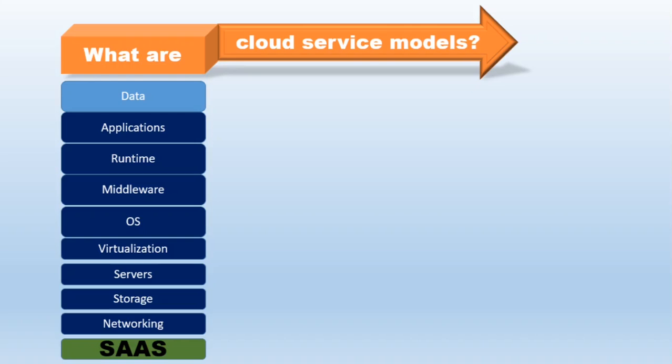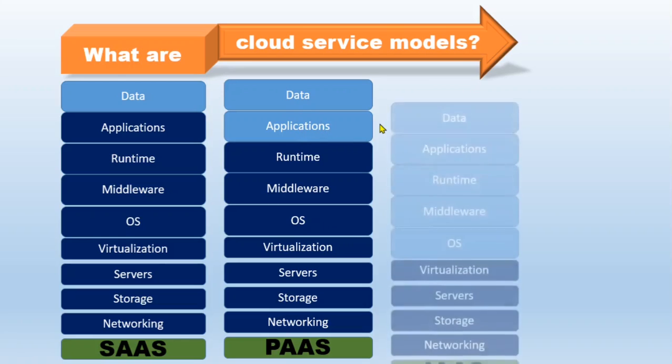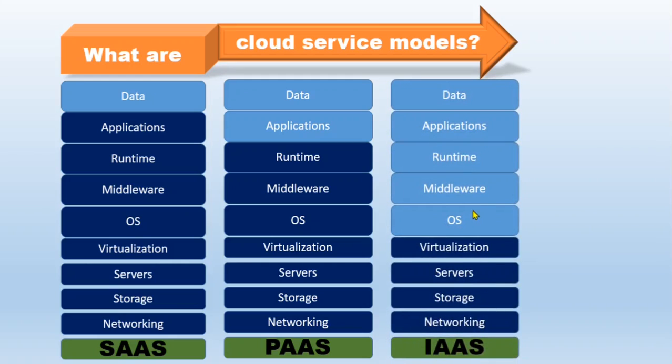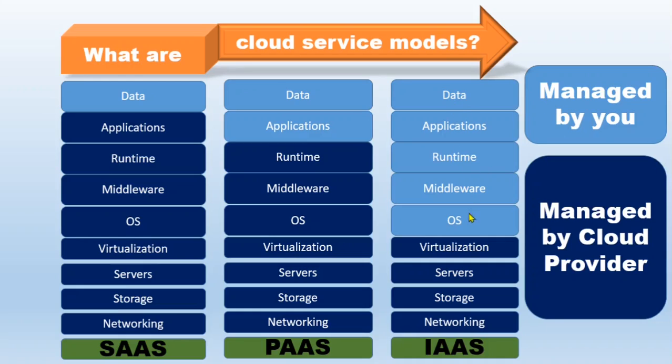Here is the continuation of the cloud service models from the previous slides. If you opt for software as a service, you need to manage only the data. In platform as a service, you have to manage your data and your applications. In infrastructure as a service, you can choose which operating system is required, what the runtime will be, and your application and your data as well. All of this is managed by you, and the other layers like networking, storage, server and virtualization are managed by the cloud providers.